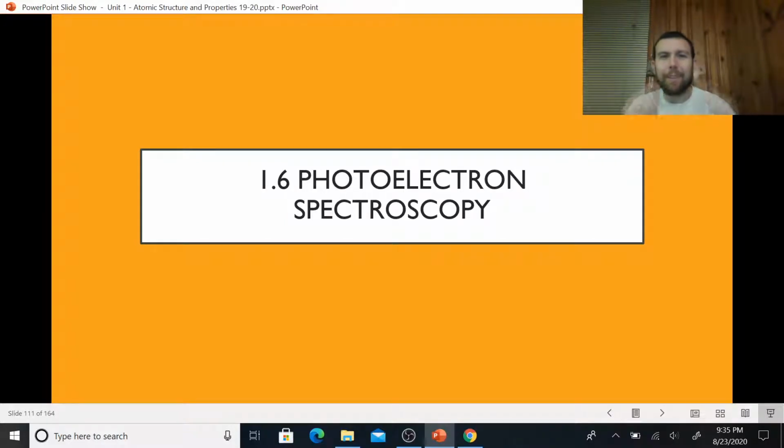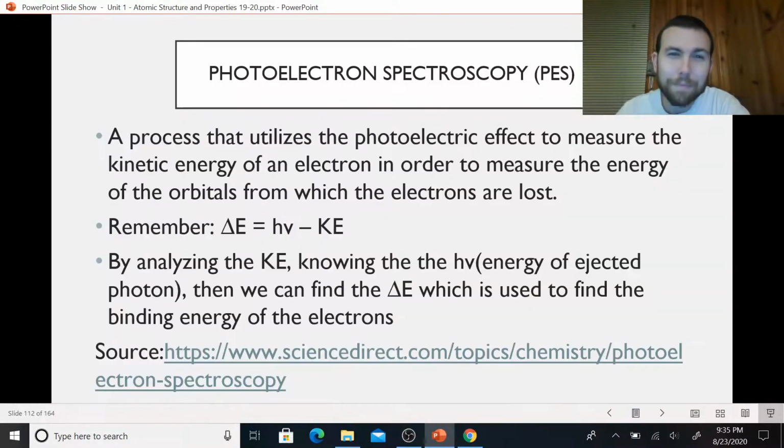I'm excited about today's lesson of looking at photoelectron spectroscopy, because photoelectron spectroscopy is a really neat tool that has given chemists a lot of information about the structure of the atom and specifically the energies of the orbitals that we talked about when we started looking at electron configuration. So I'm excited to share this with you. Let's go ahead and dive right in. This is going to be fun.